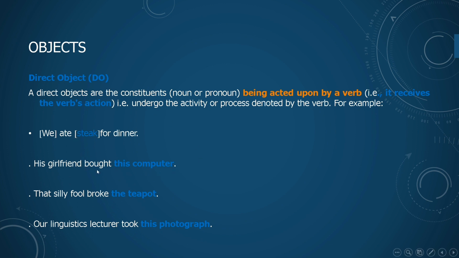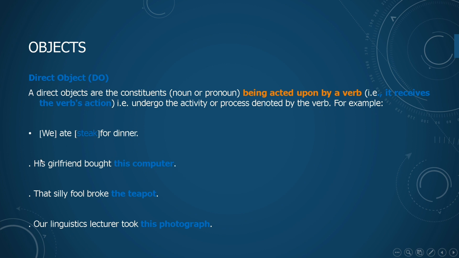It is the object. Whenever you have one object, the object is direct. So we cannot have one indirect object alone. When you have only one object, it is for sure a direct object.